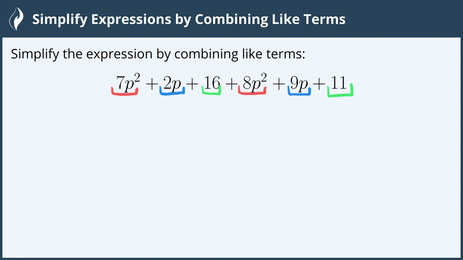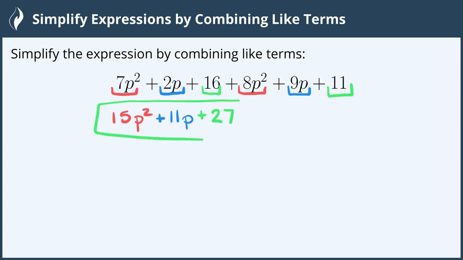So now we can combine the like terms of 7p squared plus 8p squared. 7 plus 8 is 15, and we keep the variable makeup just the same. And then we have 2p plus 9p as like terms. 2 plus 9 is 11, and we keep the variable p. And then 16 plus 11 makes 27. And we've now simplified this entire expression by combining like terms.